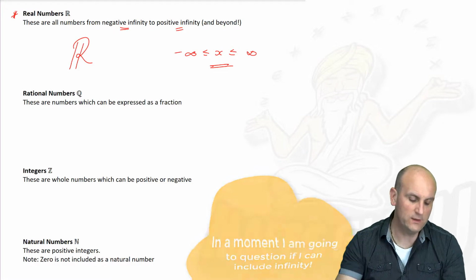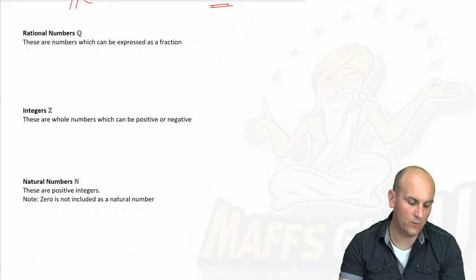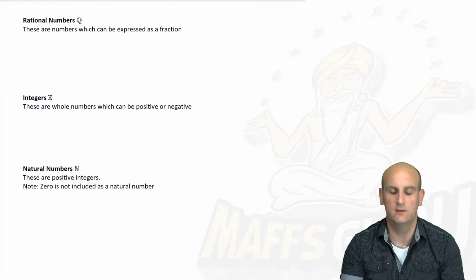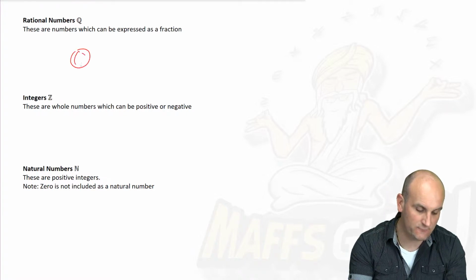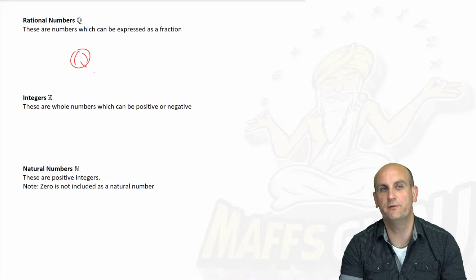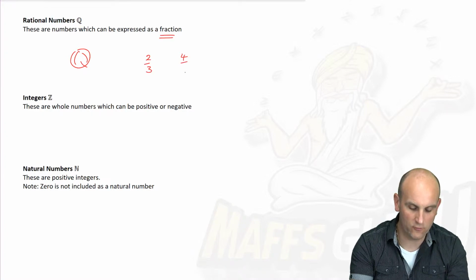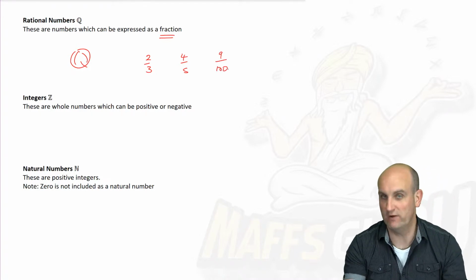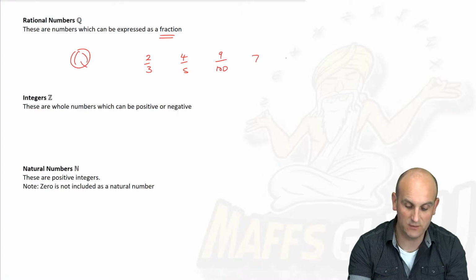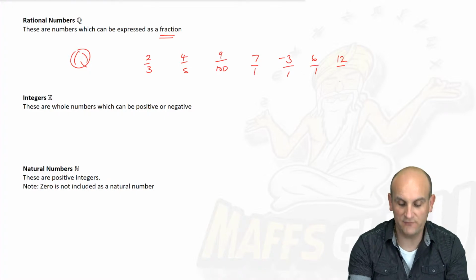But then we narrow it down and say, well, okay, I want to think about rational numbers now. Rational numbers, again, you've met, because rational and irrational. Rational numbers are any numbers that can be expressed as a fraction. So for example, 2/3 or 4/5 or 9/100ths. They're all obviously fractions. But then funnily enough, so is the number 7, -3, 6, 12. They're all rational numbers because once again, I can turn them into fractions by dividing by 1.